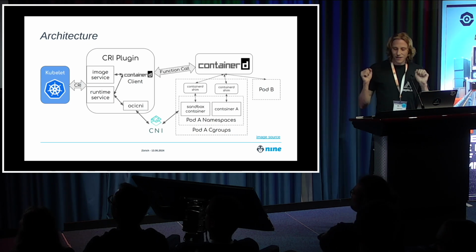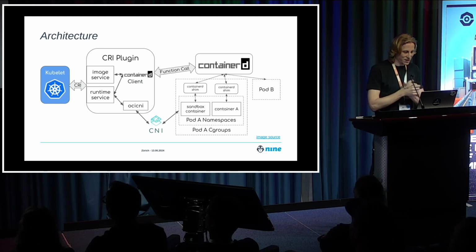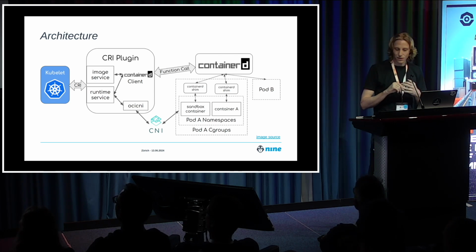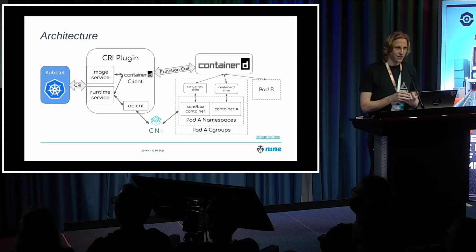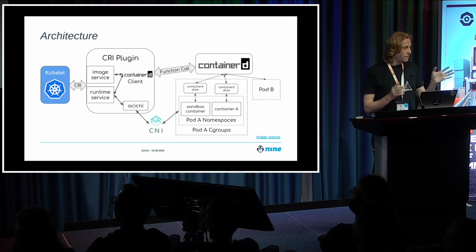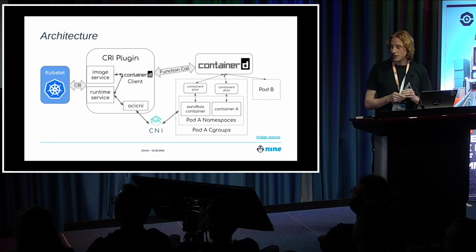So, before I dive into my solution, I just want to give you a quick rundown of the architecture of kubelet and containerd, because it's going to be relevant afterwards. On the left, you have the kubelet. Kubelet talks to the CRI plugin, and the CRI plugin in this case is containerd. And containerd will then, per pod, start a containerd shim. You see this in this little box here, and this is going to be relevant later.